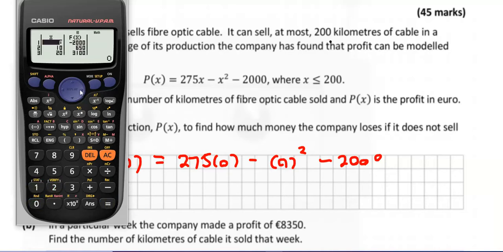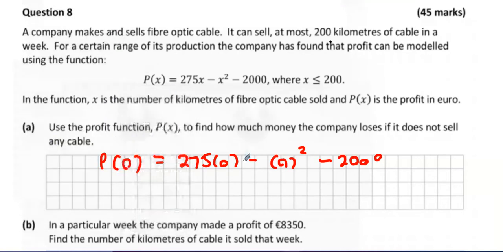And we can see right now what's happening is when you sell nothing, you lose 2,000 euro. When you sell 10, you make 650 euro. When you sell 100, you make 15,500. And when you sell 200, you make 13,000. So oddly enough, there's a maximum here. The maximum seems to be 140. If you sell 140 kilometers of cable, you make 16,900 euro. That's the maximum. Okay, so you can tell that by the calculator straight away.